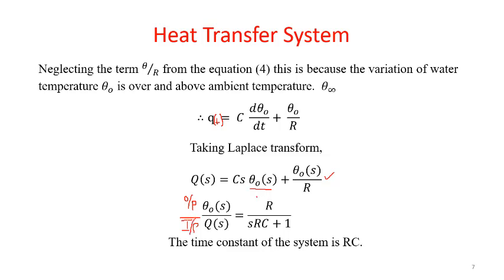So what we get is R divided by (S RC plus 1), where RC can be called the time constant. It can be written as R divided by (S tau plus 1). So in some books this is written as S into tau plus 1.